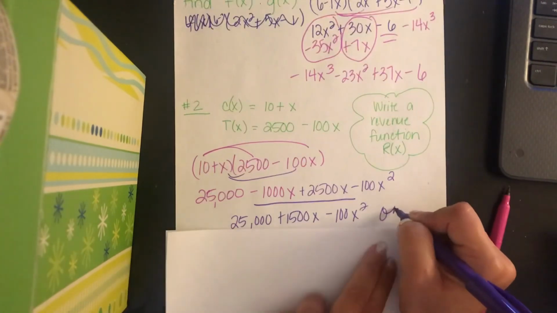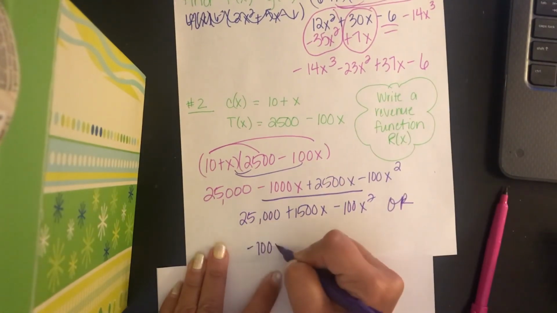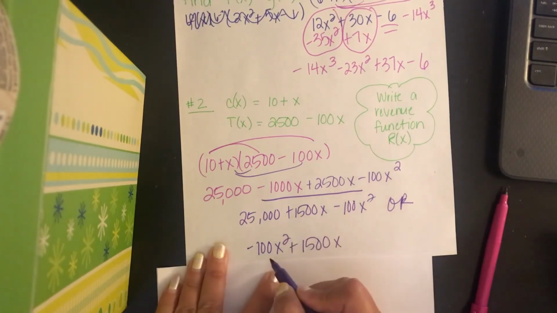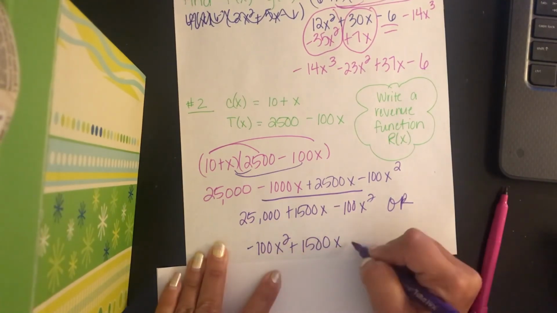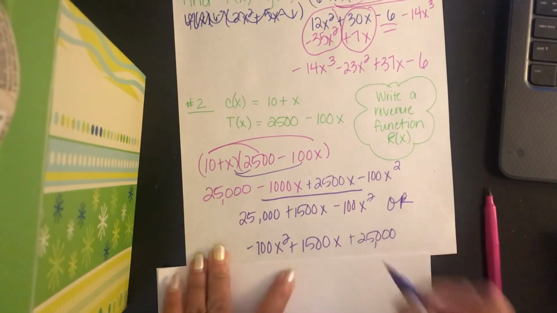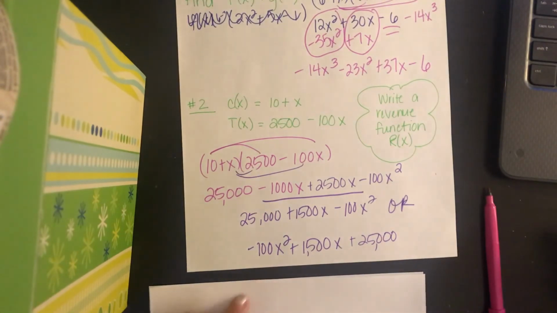And again, we can write that in terms of the variable. Which would have put our negative 100x squared first. Then our 1,500x, and then our 25,000.